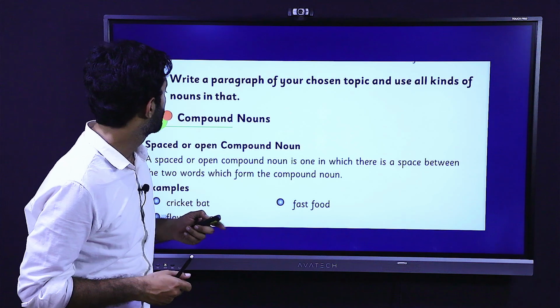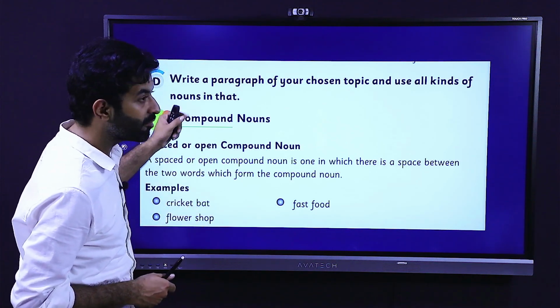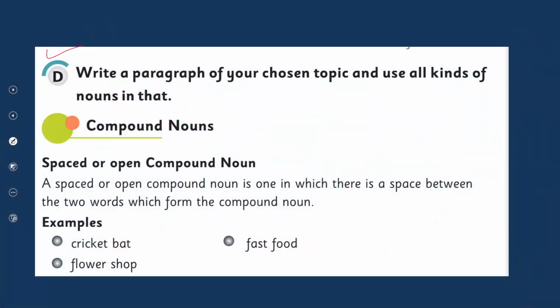Now, before we move on to the compound nouns, what you're supposed to do is write a paragraph on a topic of your own choice. It can be about a trip, about your best friend, about an event in your life, and try to use all kinds of nouns that we have learned. Common noun, proper noun, countable, uncountable, and also compound nouns. This is your task that you have to do for practice.